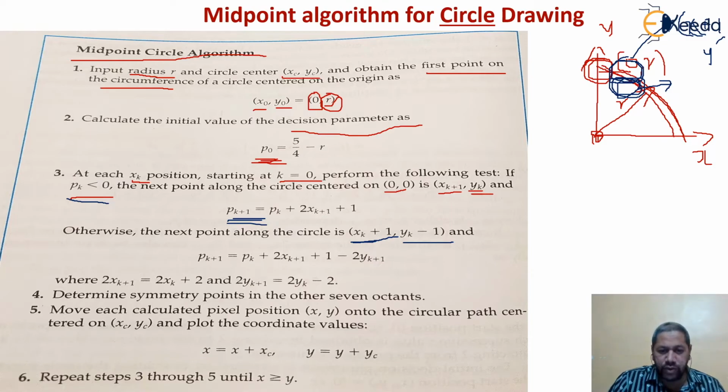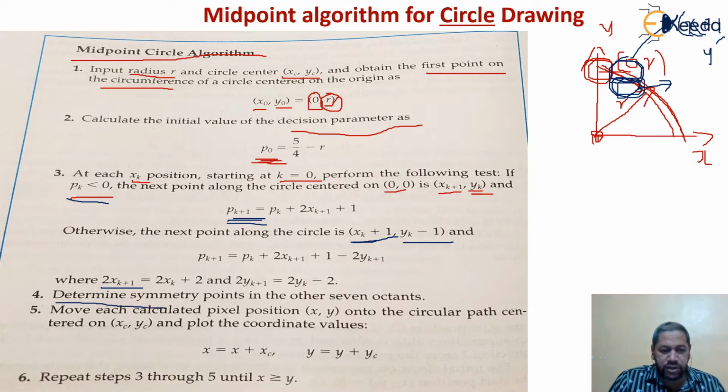So that is what we have considered, because if the value of pk is greater than 0, my pixel will be outside. So these are the calculations that we have done to recalculate it, so I can find out which of these two is the correct pixel.